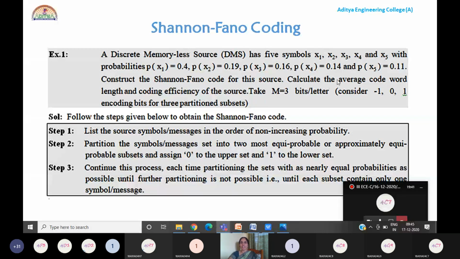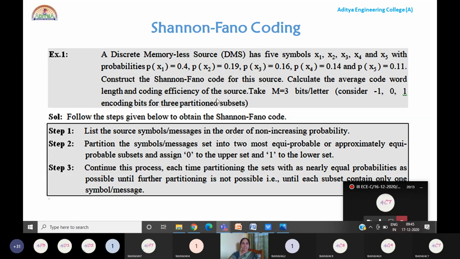So the only parameter that changes is the average code word length capital L, because the average code word length depends on the length of each code word, and the length of each code word depends on the type of partitioning. That is why the average code word length will differ, and thereby it affects the coding efficiency. But remember that there won't be any change in the entropy.